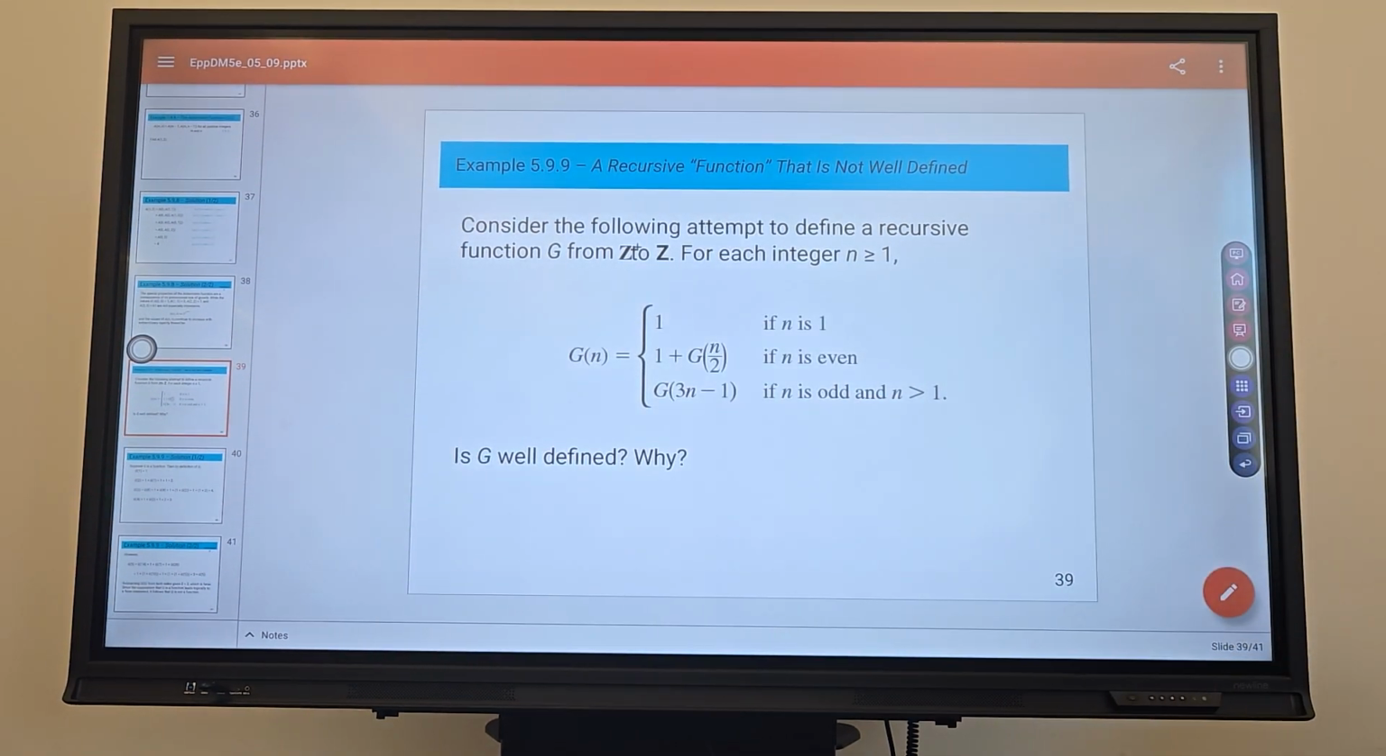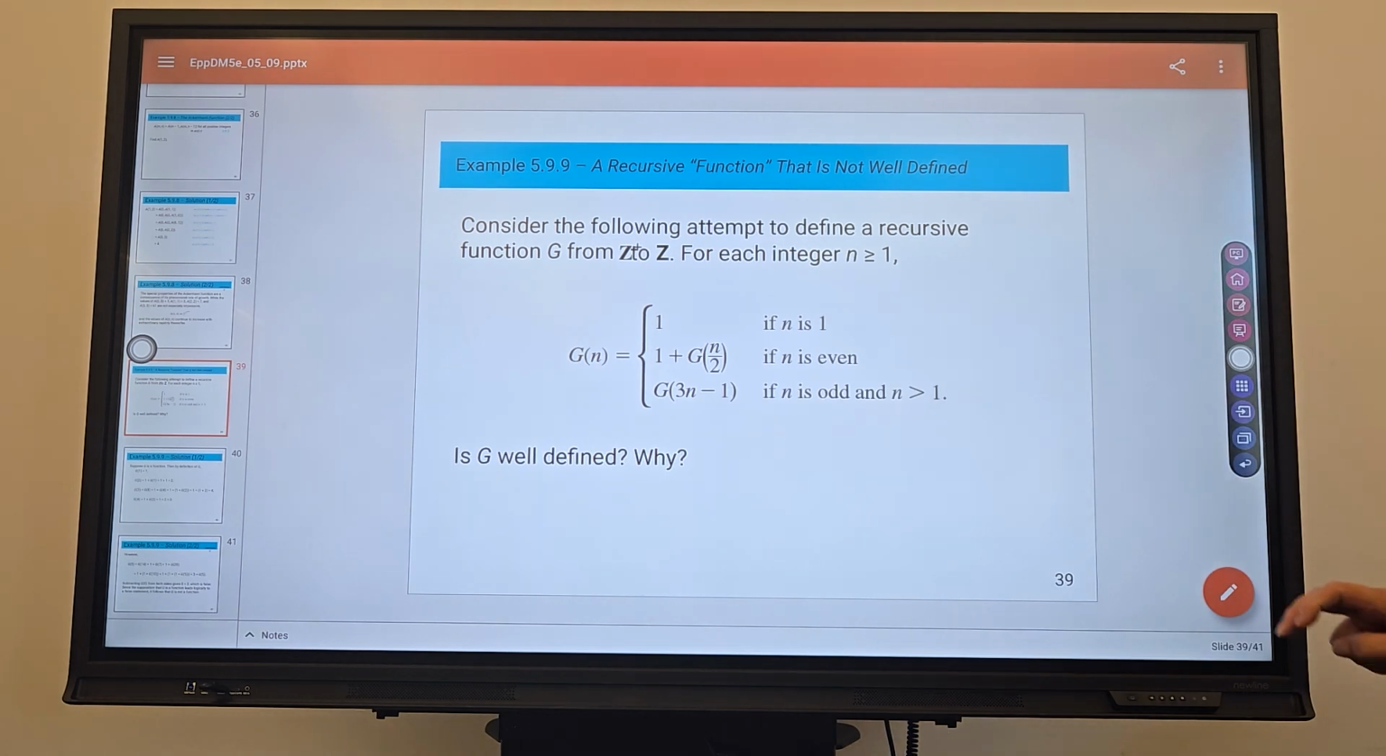Consider the following attempt to define a recursive function G from positive integers greater than or equal to 1. G of n is 1 if n is 1. G of n is equal to 1 plus G of n over 2 if n is even. And G of n is equal to G of 3n minus 1 if n is odd and n is greater than 1. Is G well defined?